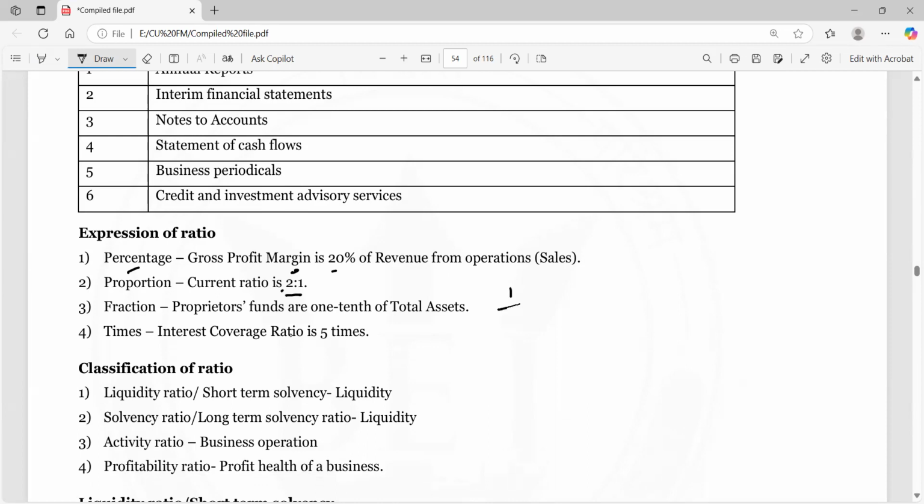Fraction is nothing but 1/10 or 2/4 or sorry, 1/3, which is nothing but, for example, your total asset is, let's say, 10 rupees, and let's say your debt is 1 rupee. It means that for every 10 rupees invested in the asset, 1 rupee came in the form of debt and remaining 9 rupees in the form of equity share capital or preference share capital. And some ratios are measured in terms of times, like interest coverage ratio. I think yesterday also we discussed interest coverage ratio, right?